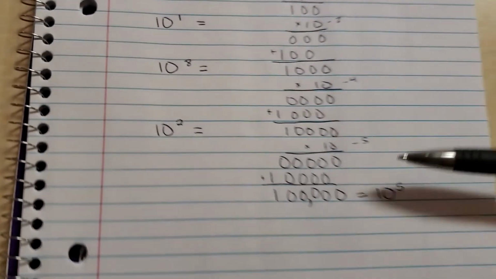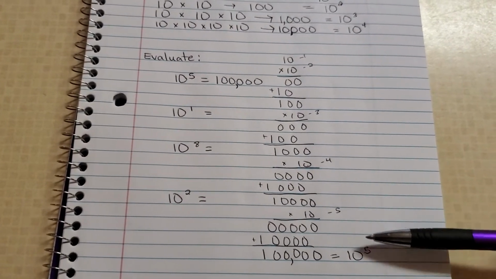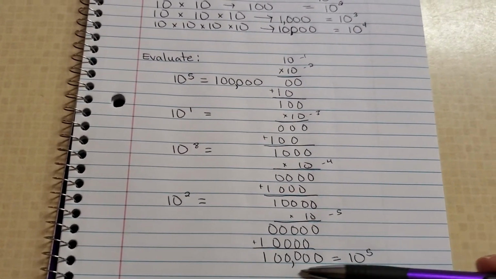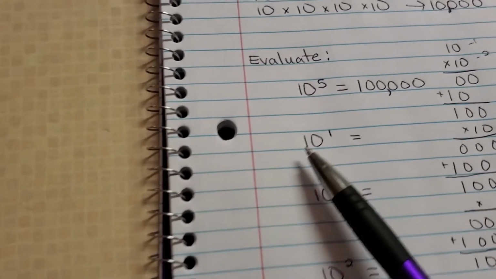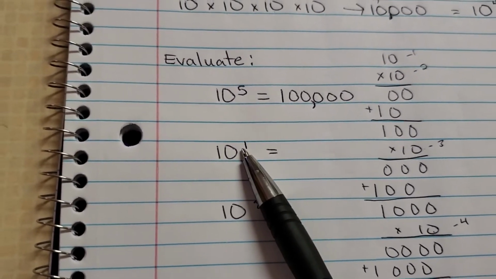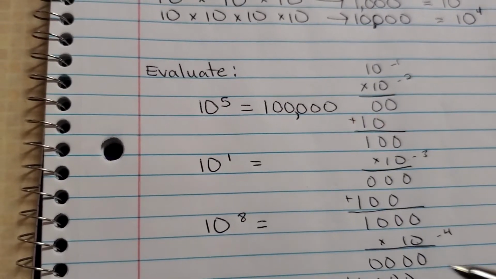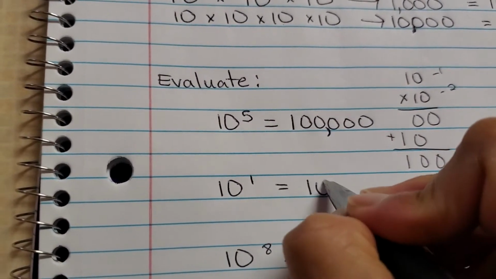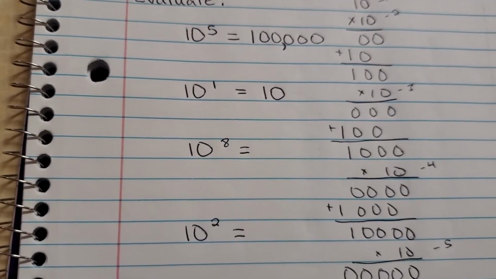10,000. Was that the answer we got when we multiplied 10 times 10 times 10 times 10? Yes, it is. So instead of doing all that work, you can just do the quick trick. So 10 to the power of 1. So we're adding only 1 zero after the 1. So that just equals 10 because there's only 1 zero after the 1.